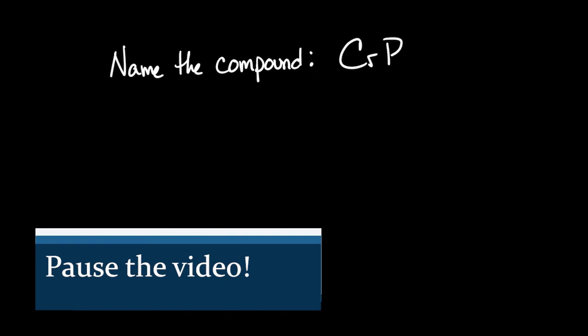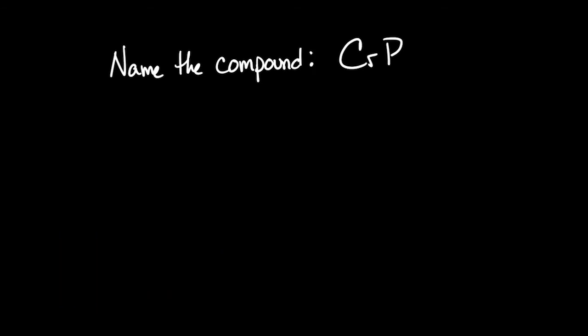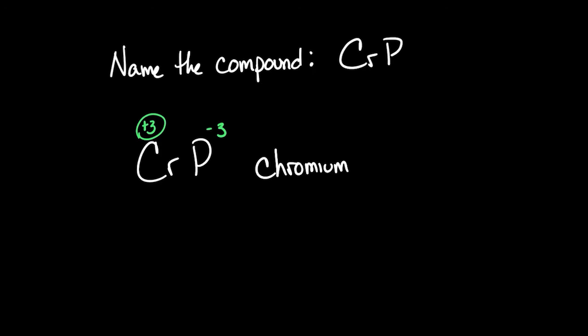Now it's your turn. Pause the video, name the following compound. The metal in this compound is chromium, which is a transition metal, so I can't use the periodic table to predict its charge. But I do know that phosphide's charge is going to be -3, and I can base chromium's charge off of that. Chromium must be a +3 in this compound, so our name is chromium, 3 as a Roman numeral to designate the charge, phosphide.